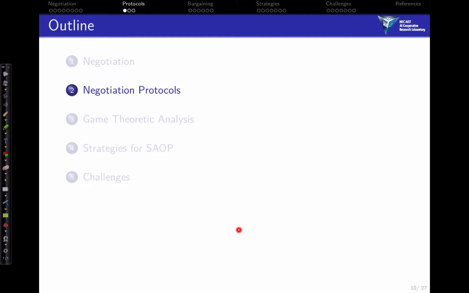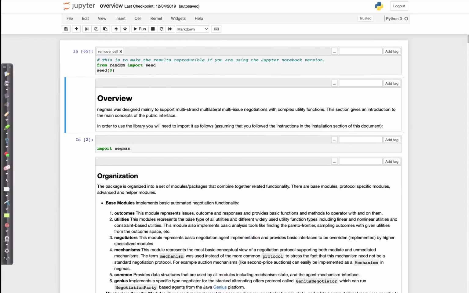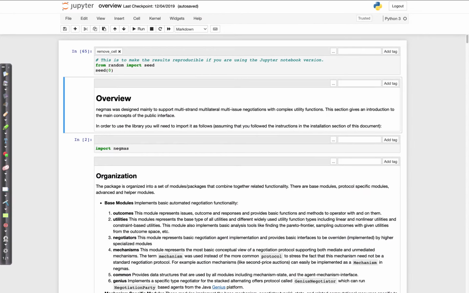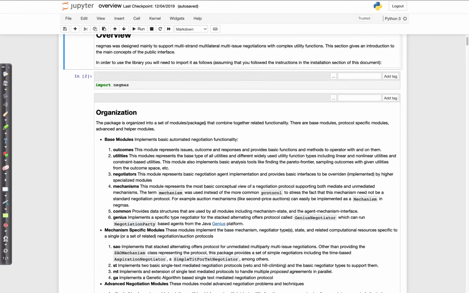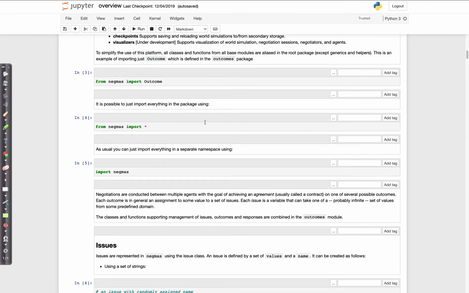So let's just see the part that we spoke about now on NegMAS. How does this thing look? I will not describe how to install it. It's simply pip install NegMAS. It's that easy. I'll also use the overview document of the NegMAS documentation in this tutorial to describe the basic things we spoke about.